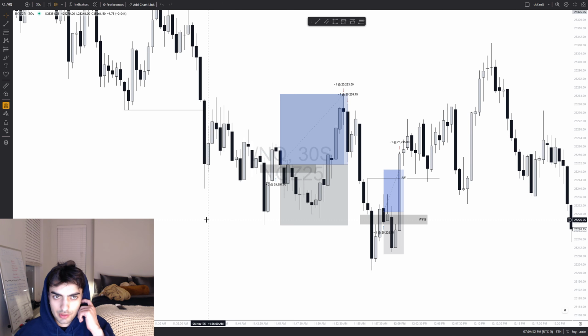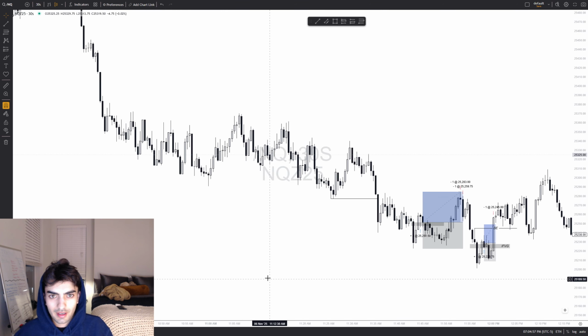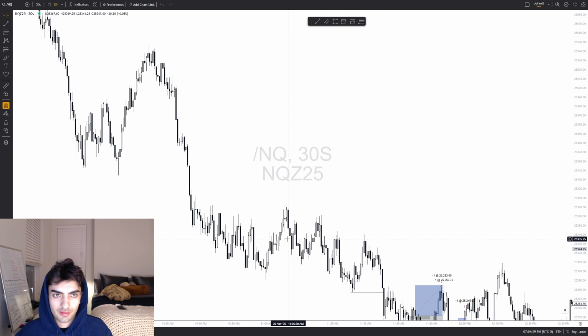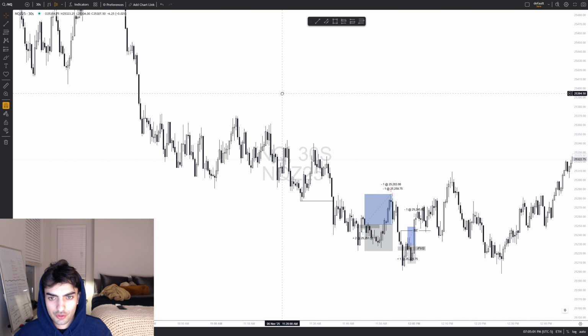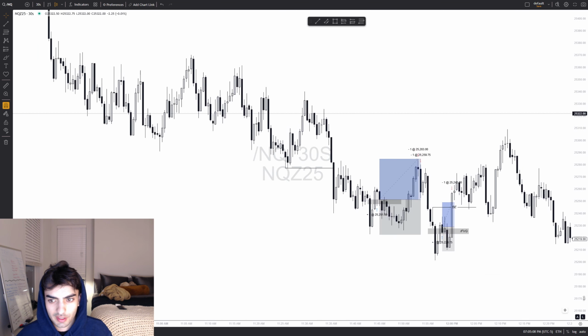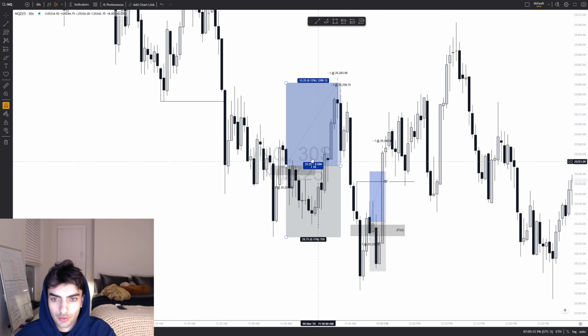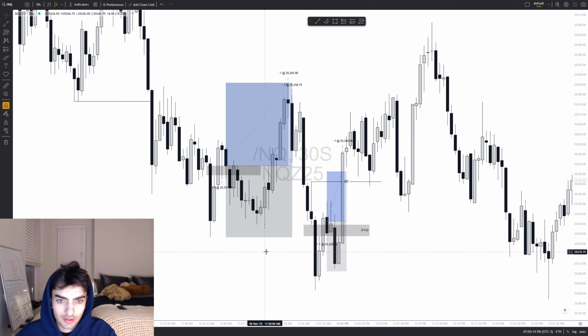So today was a really weird day. There were some pretty good shorts in the morning, like here, and pretty good shorts earlier here, but it was just so weird how everything was moving today. So I kept my RR quite low. This was a 1.16 RR, so nothing crazy.